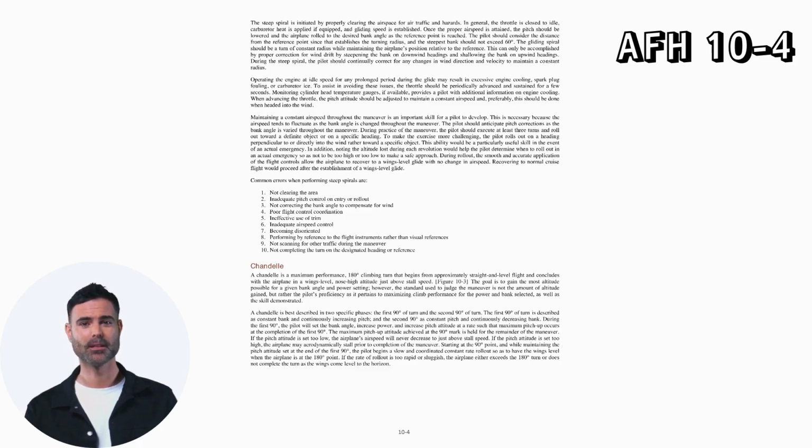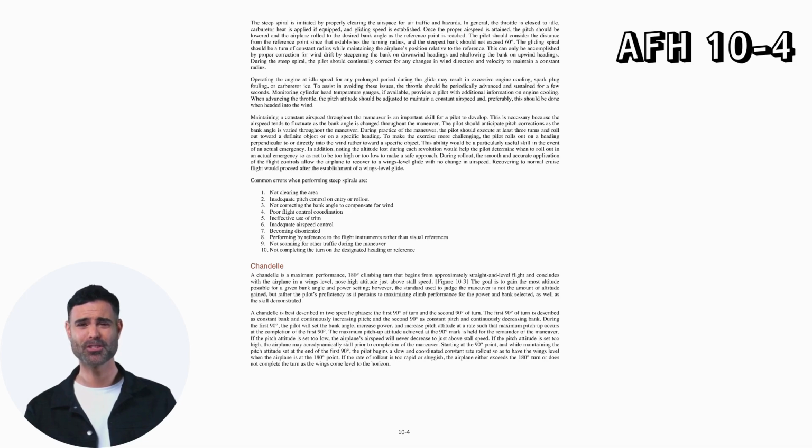During rollout, the smooth and accurate application of the flight controls allow the airplane to recover to a wings-level glide with no change in airspeed. Recovering to normal cruise flight would proceed after the establishment of a wings-level glide.